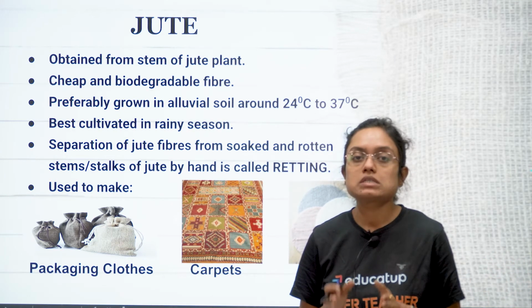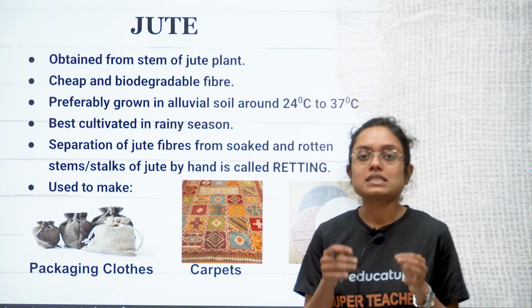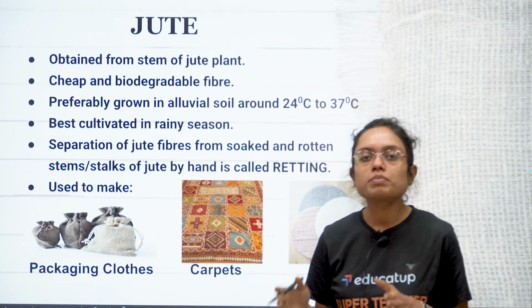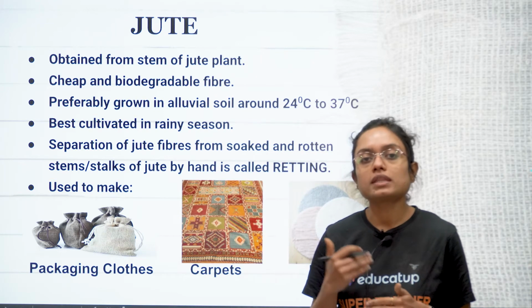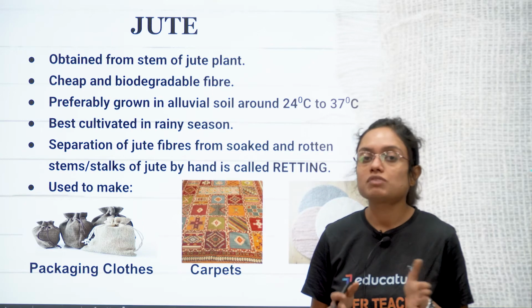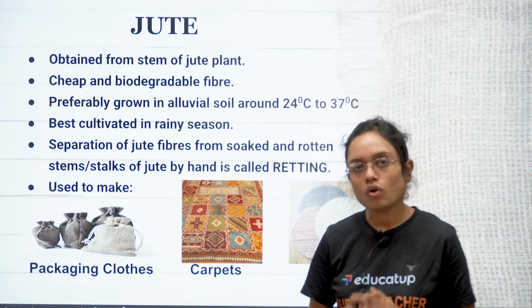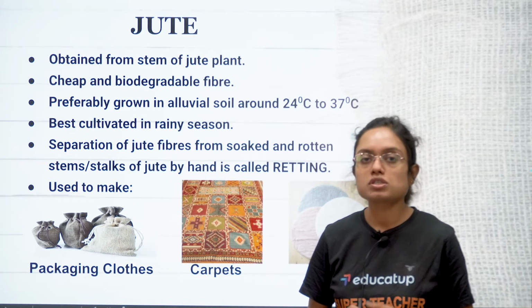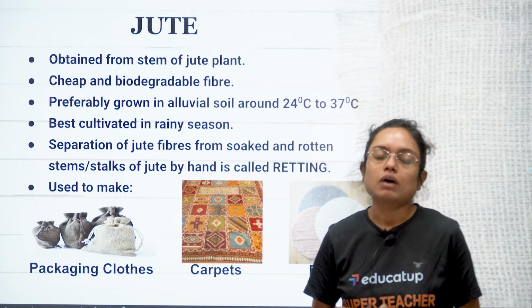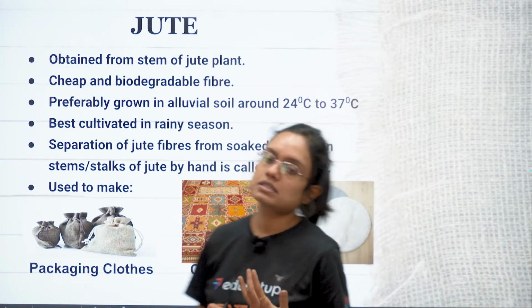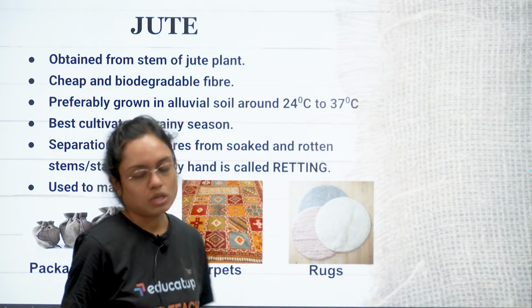This process is known as retting, the separation of jute fibers from the stem of jute plant because of soaking them for 15 to 20 days in water, and by the action of bacteria present in water, they get rot. And then this particular thing happens, the separation part, which is known as retting. Now, other than that, jute is also used to make packaging clothes, carpets and rugs. Now, let's move ahead.